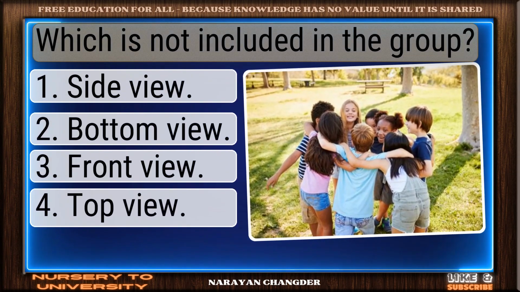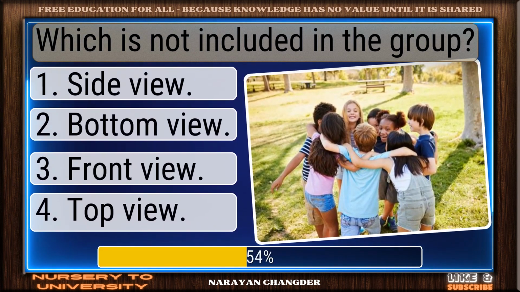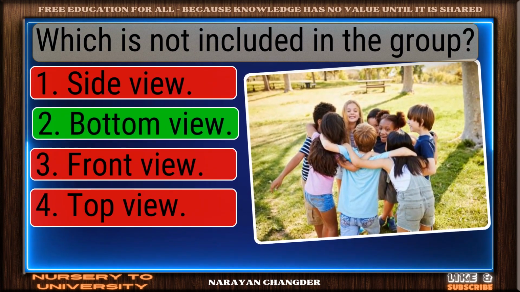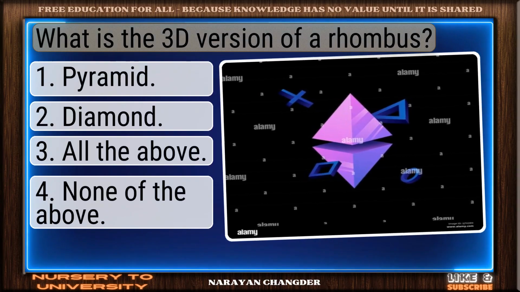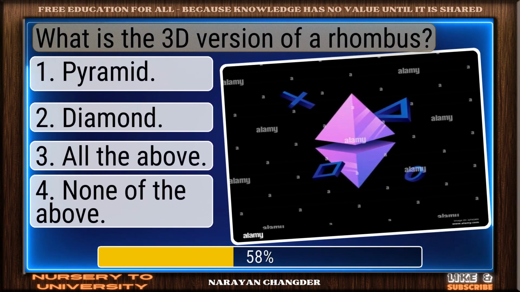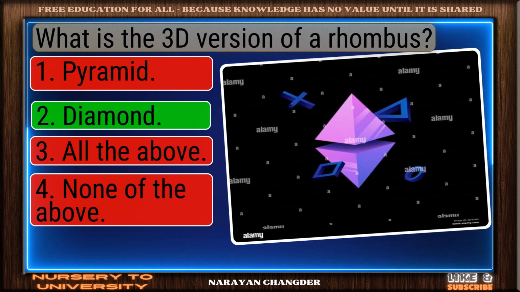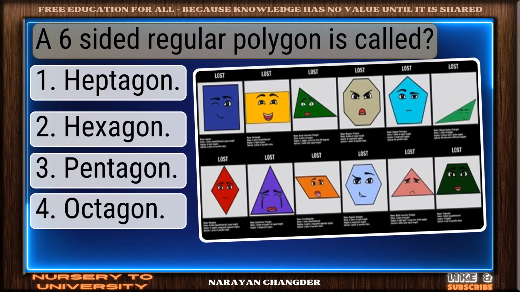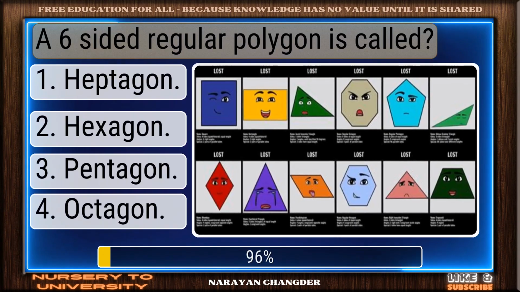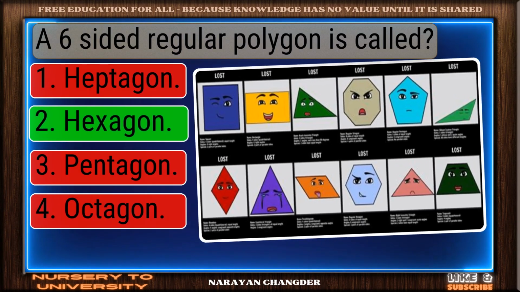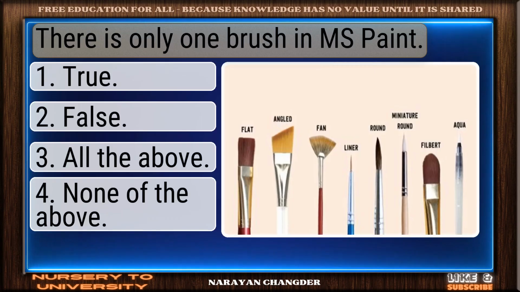Which is not included in the group. Well picked. Bottom view is correct. What is the 3D version of a rhombus? Good job. Diamond works well. A 6-sided regular polygon is called. Nice work. Hexagon fits perfectly.